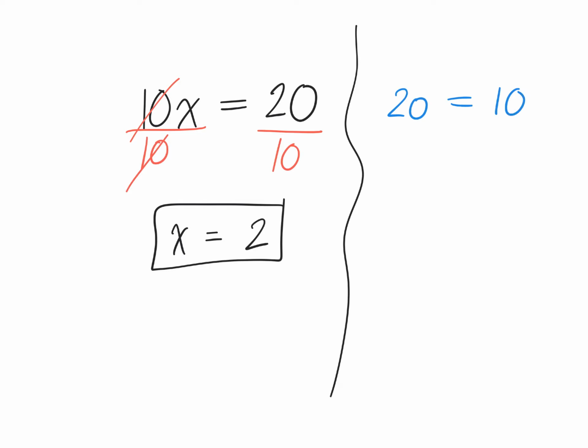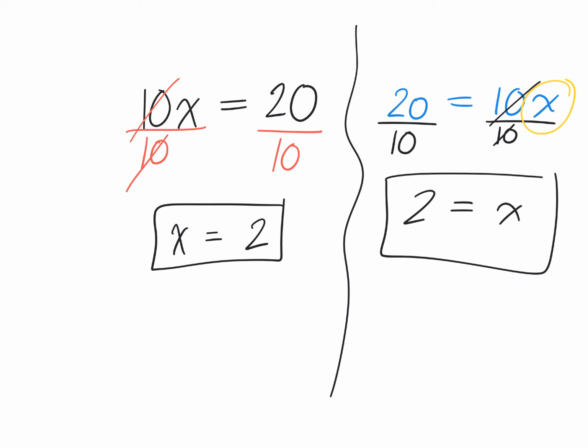What if I wrote 20 equals 10x? What if I switched it around? Does it matter? No. I would look for the coefficient of x, whatever number is in front of x, and I would divide by 10 to get rid of that. So what do I do to this side? Divide by 10. So I'm left with 20 divided by 10. Are these different? x equals 2 or 2 equals x? No. Same thing, right? Just doing a little intro.